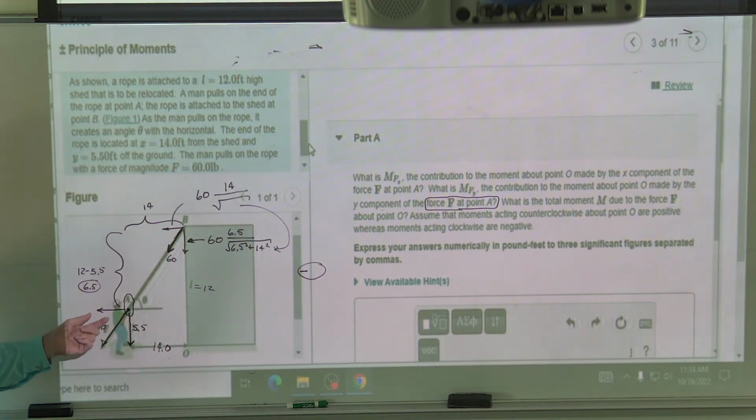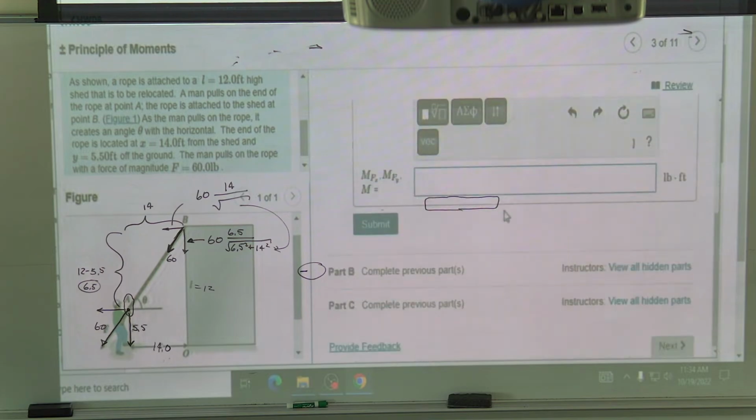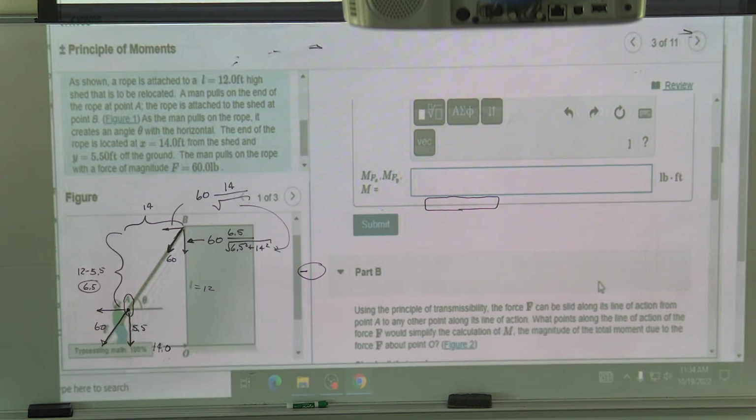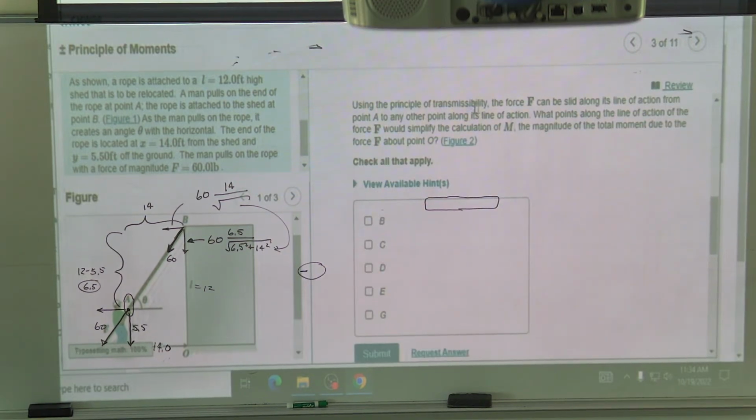And there are many times that some of this is looked at that way. I'm interested to see part B. View all hidden parts. Using the principle of transmissibility, the force can be slid on the line of action from point A to any other point. What point along the line of action would simplify the calculation of the moment? I can answer that one. The magnitude of the total moment due to the point E.